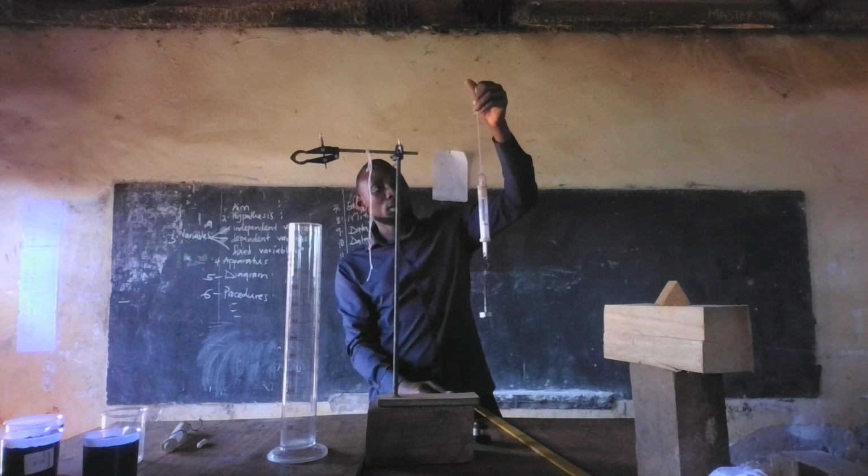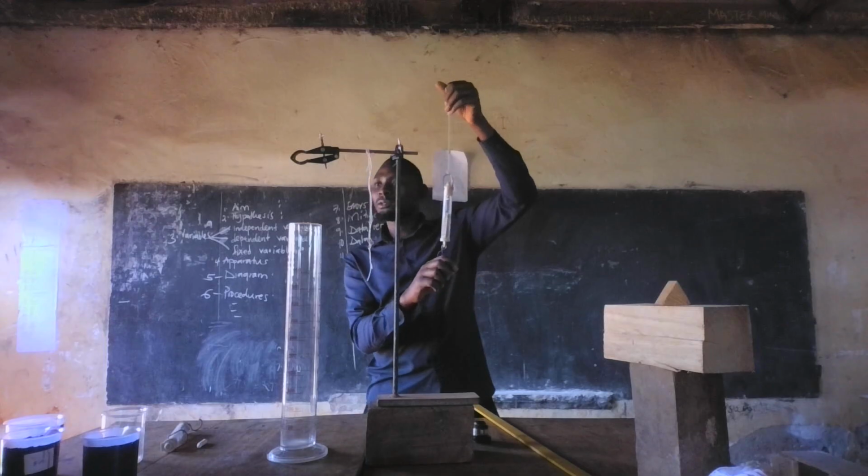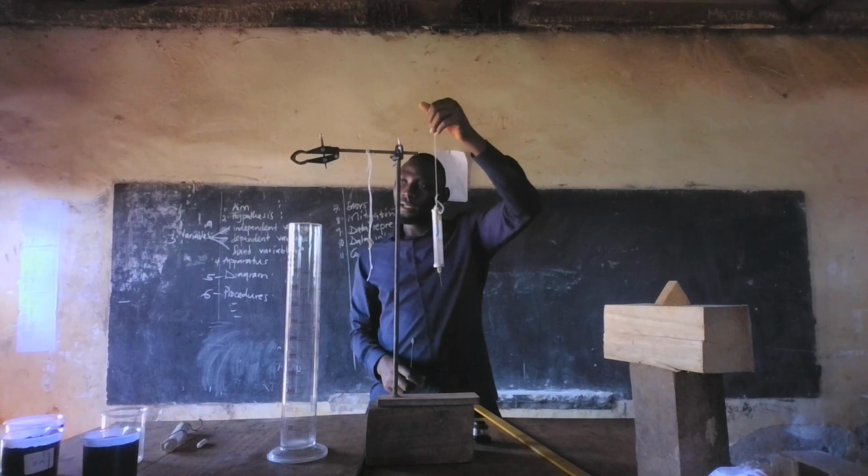You see that? When I add on the masses, this one moves downwards. When I remove the masses, it goes back to 0. Now that is how the spring balance works.